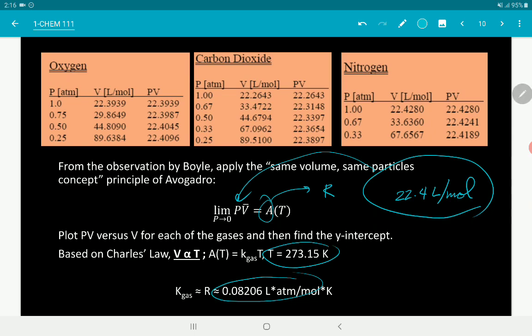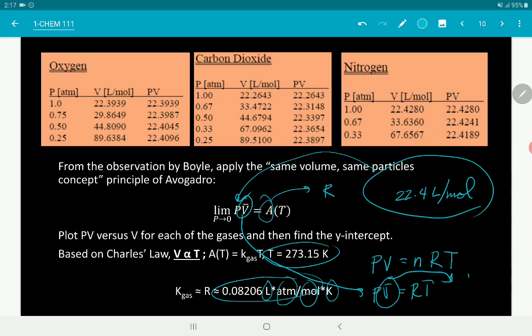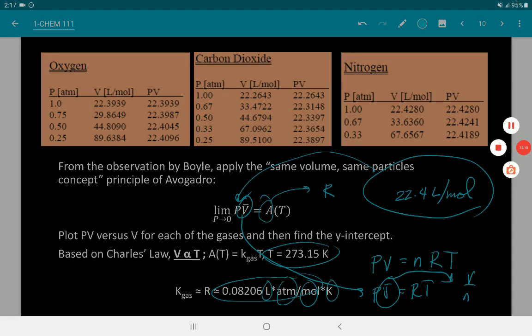So this constant can only be used if your parameters are at this unit. So yung volume mo dapat liters, yung pressure mo dapat atmospheres, yung amount mo dapat in moles, and yung temperature mo dapat absolute in Kelvin. Okay? So now we have the equation PV is equal to nRT. Okay, so pwede natin gamitin to PV bar is equal to RT kasi yung V mo ay V over n. Okay, so that's how you derive the ideal gas equation.